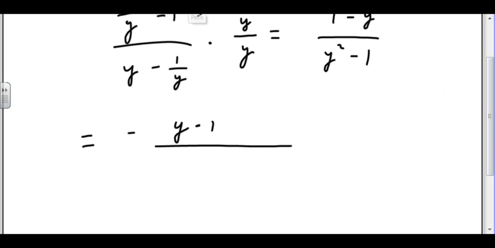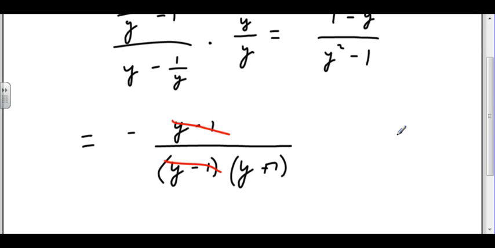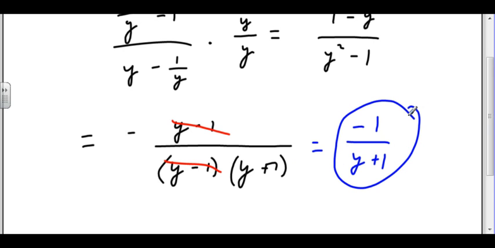And then I'm going to factor the guy in the bottom, y minus 1, y plus 1, because I recognize him as the difference of two squares, and then I'm going to have a minus 1 on top, y plus 1 on the bottom. All right, that looks good. Okay, we'll do it again, number 20.